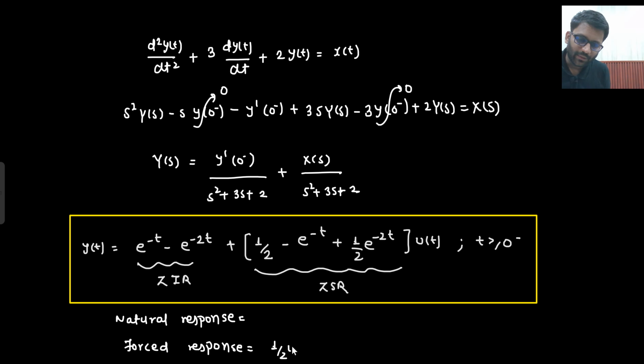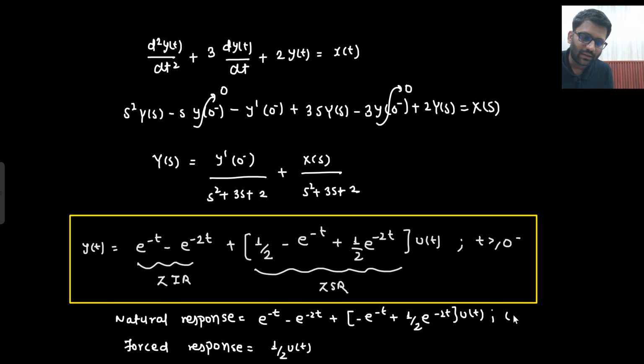Forced response will be 1 by 2 u(t) and natural response will be e to the power minus t, e to the power minus 2t, plus minus e to the power minus t plus 1 by 2 e to the power minus 2t, u(t), t greater than or equal to 0 minus. So this is a very good concept based on unilateral Laplace transform. I hope you understood the depth of unilateral Laplace transform.